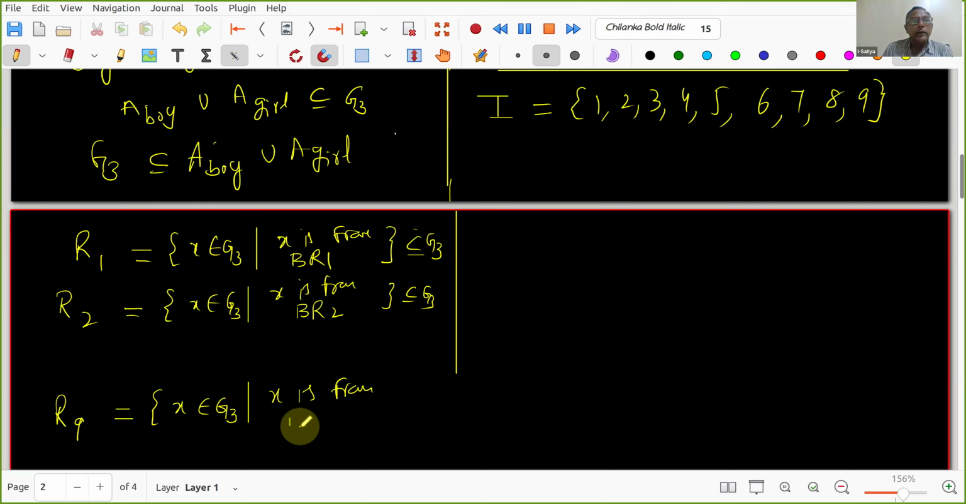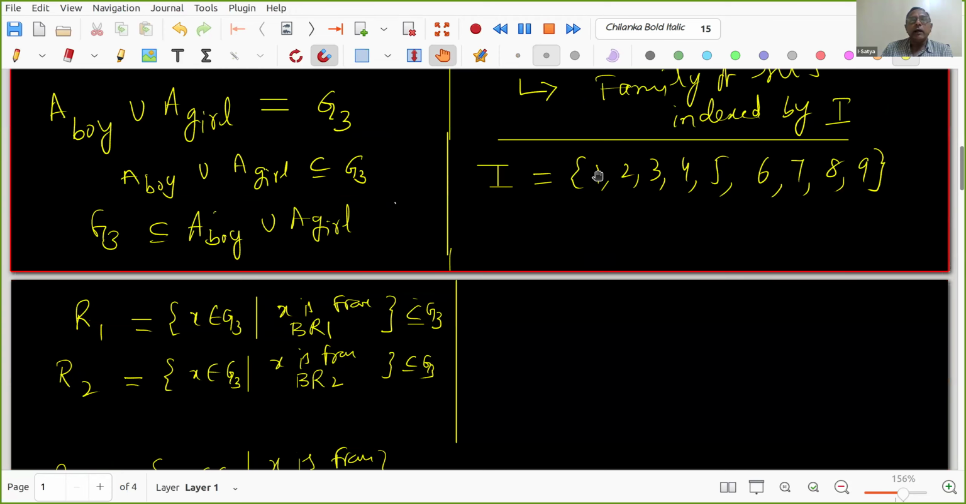Anyhow, I cannot repeat now. Most of them are clear. You can discuss with your friends in the breakout room. But what I am telling is that for each number i from 1 to 9, I made a set that is a subset of G3. What does the set contain? The set of all students from G3, but those students have to satisfy some condition. What is the condition? They are from breakout room i. There is nothing to repeat here. I think everyone is clear.